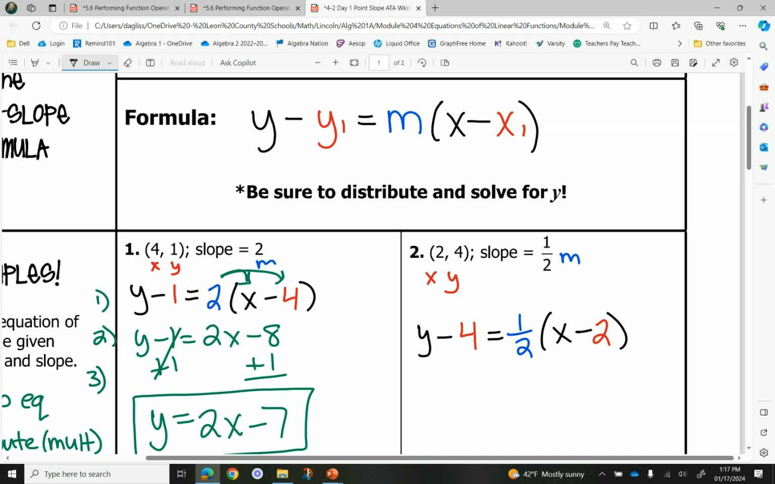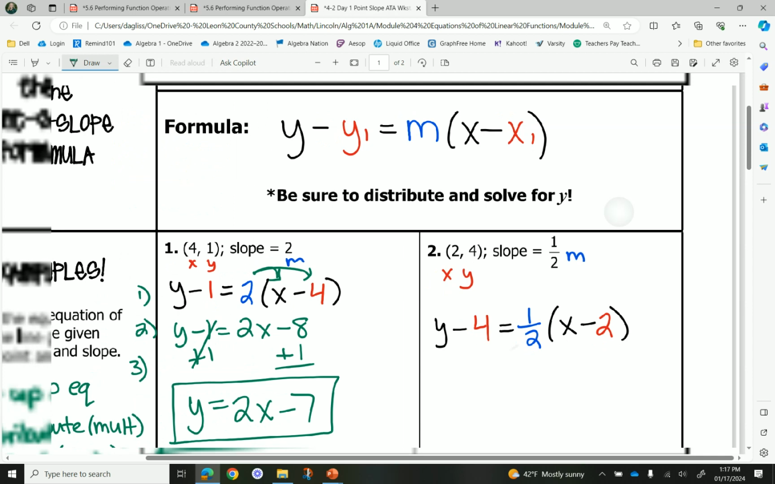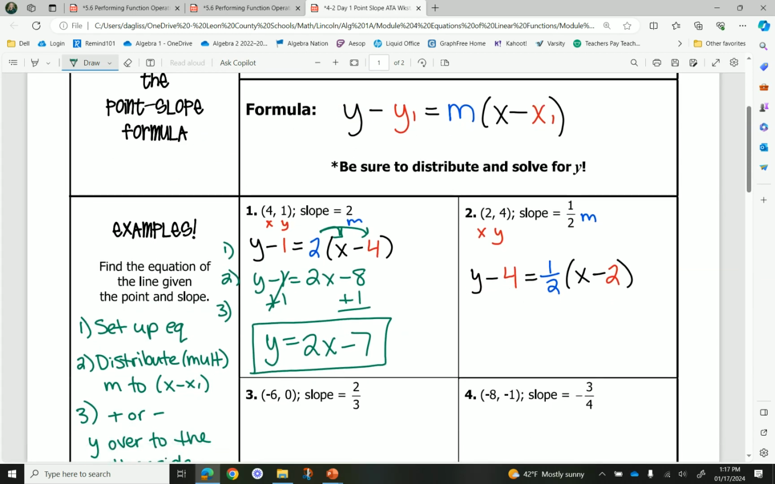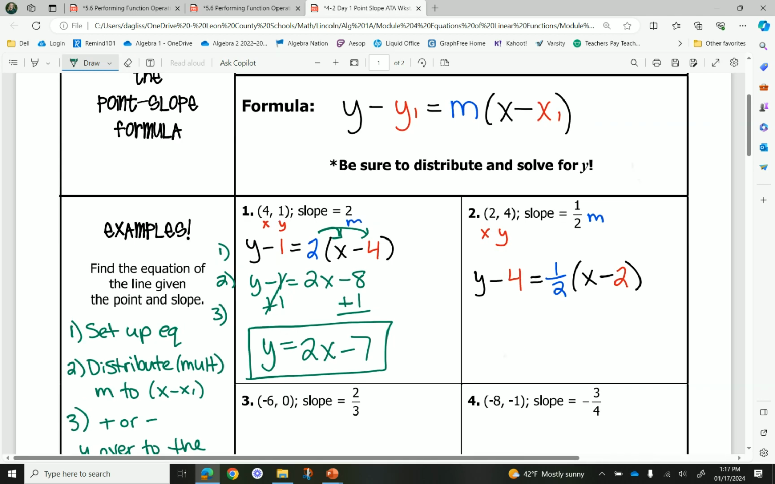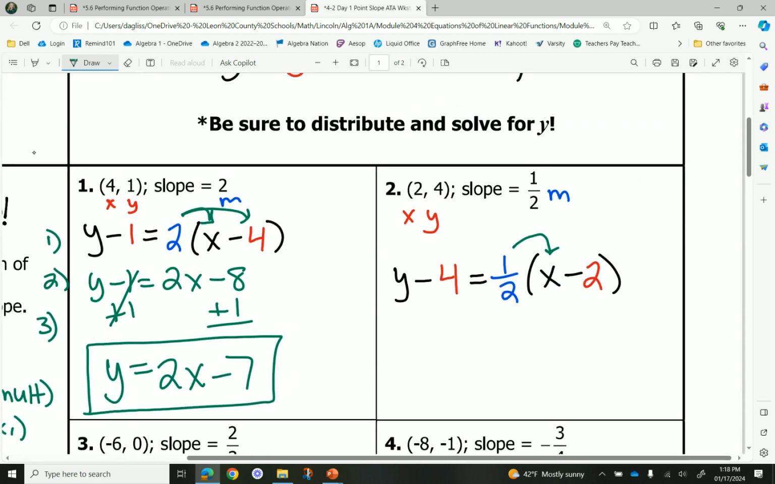Okay, so step 1 was set it up, which I did. What did step 2 say? Distribute, multiply. We're going to distribute my slope, which means to multiply the m to the x and the x sub 1. So it's the actual point that they gave you. When I distribute, what is 1/2 times x? 1/2 x. Yep. What is 1/2 times negative 2? Negative 1.